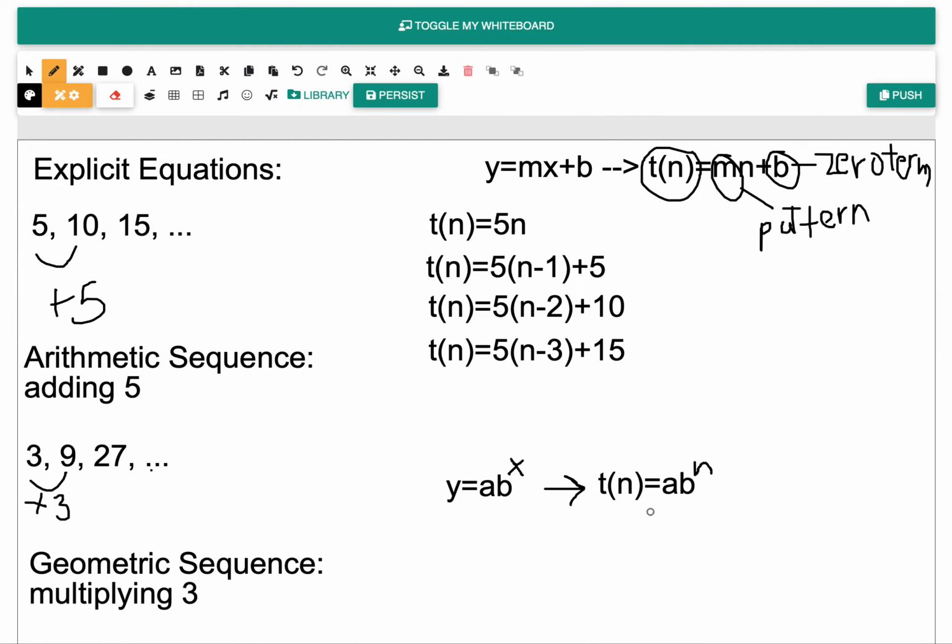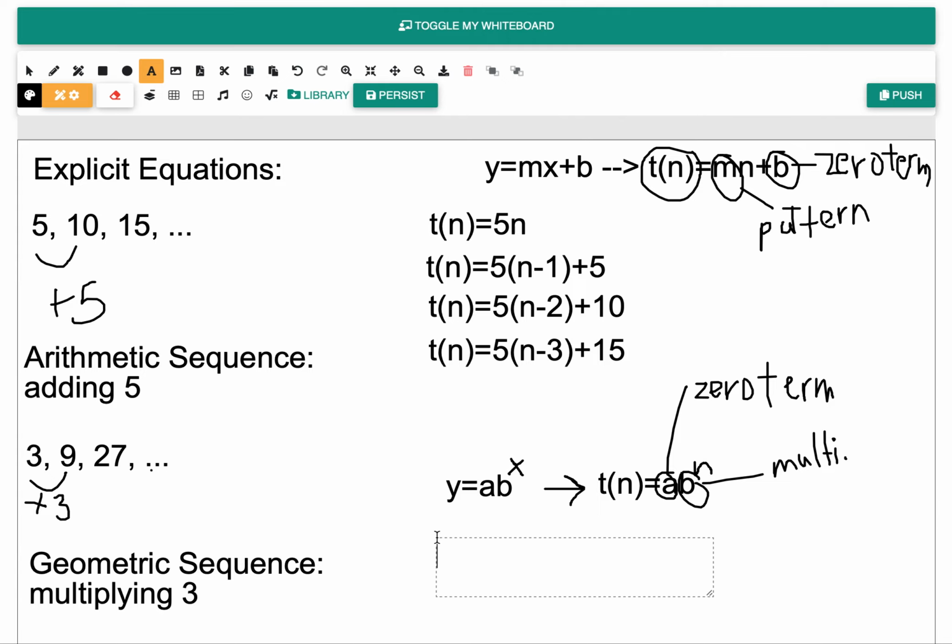Okay. And then this a right here is going to be my 0 term, again, 0 term if it existed. Same thing as what we did in the first example. And then this b right here is my multiplier, so whatever I am multiplying by. Multiplier. So that's my multiplier. So now I can write my equation right here.